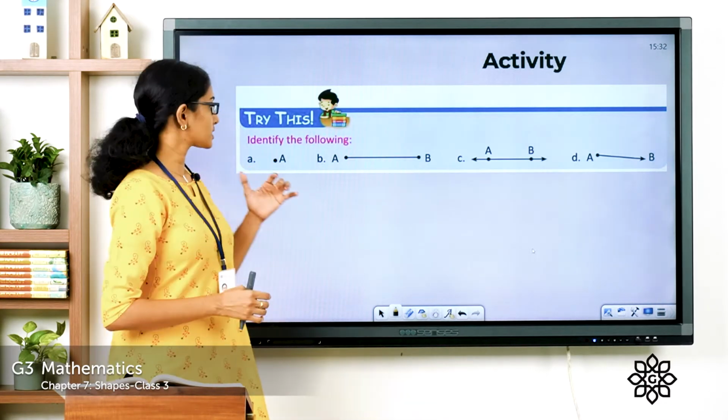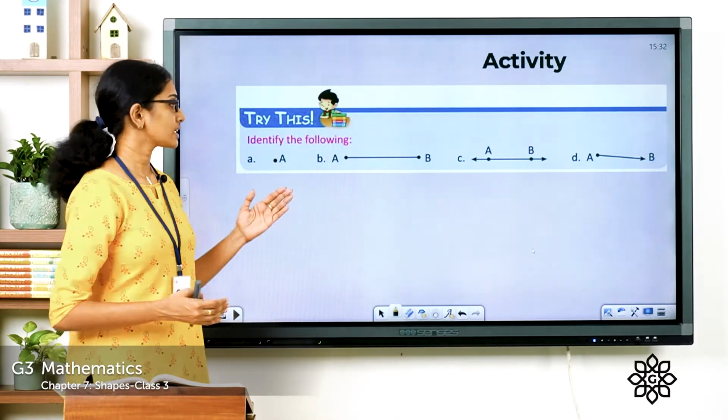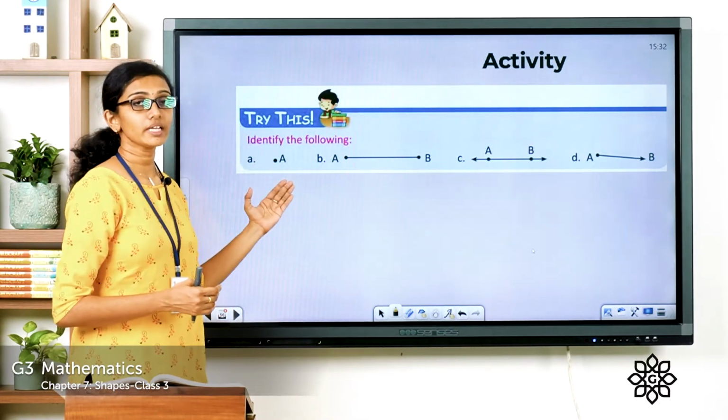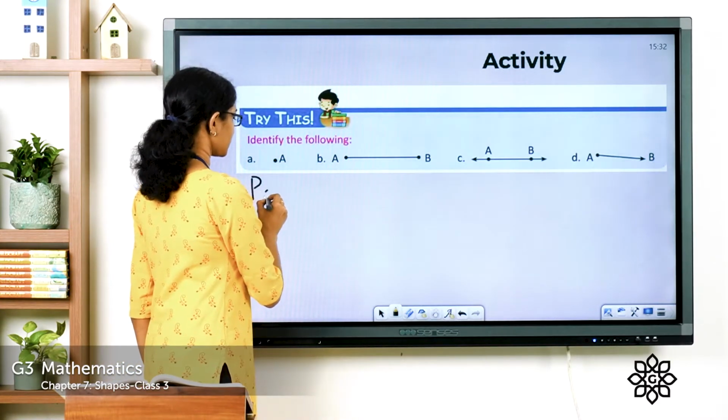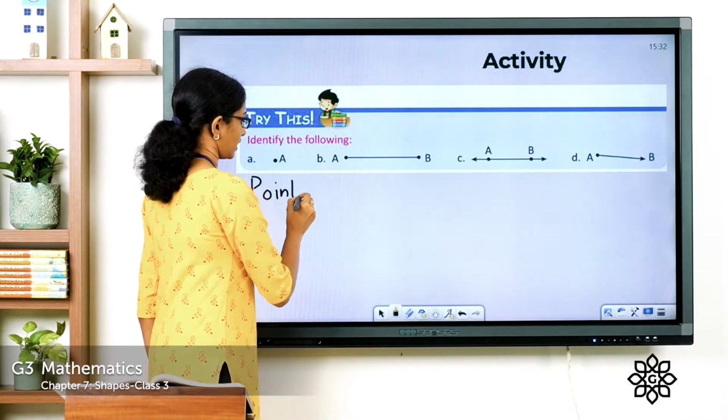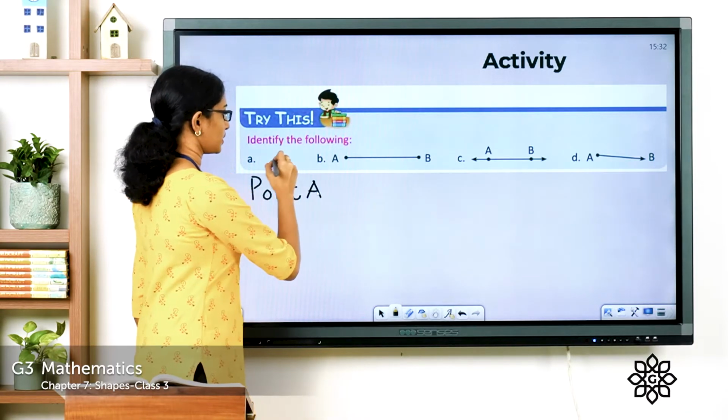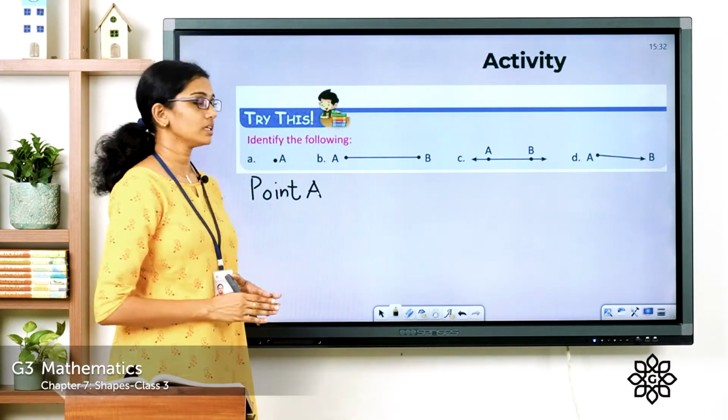Question A, what is it given there? What is that figure? It is a point. It is point A. So you can just write point A below the question.